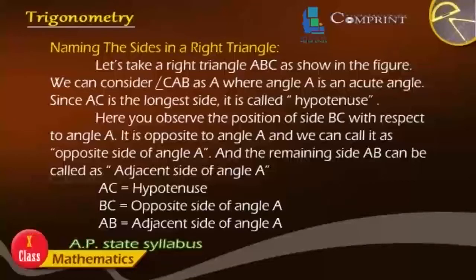AC is equal to hypotenuse. BC is equal to opposite side of angle A. AB is equal to adjacent side of angle A.